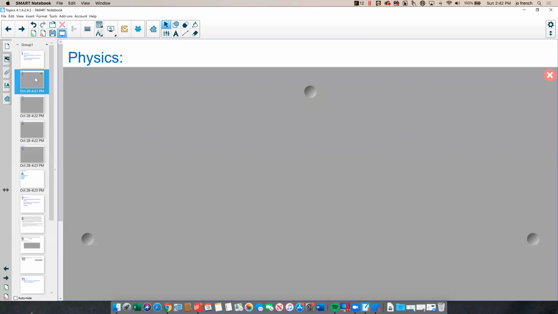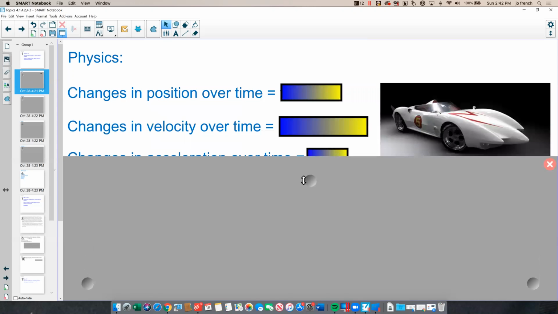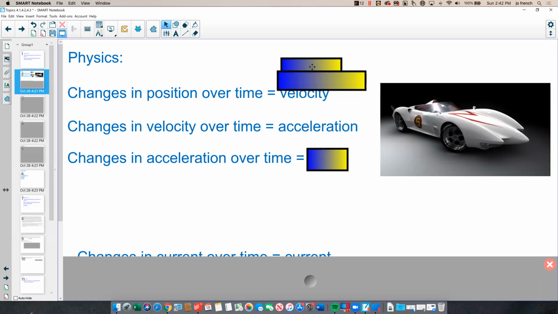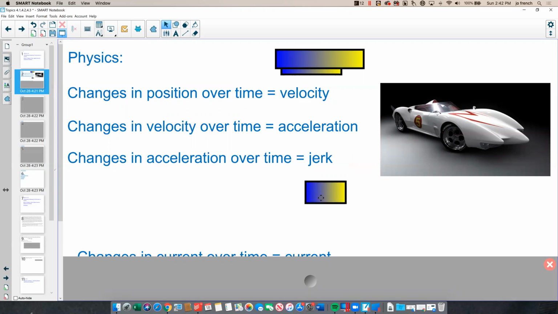One of those is in physics, when we look at motion. So changes in position over time are velocities. Changes in velocity over time are accelerations. And here's one that you may not have known. Changes in acceleration over time. That's called jerk. So each of these measurements are very important in physics, and they all have to do with rates of change.